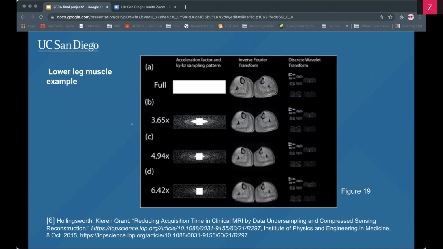Here is a series of images of lower leg muscles, and A is the image with the full data. B, C, and D are the images accelerated by factors of 3.65, 4.94, and 6.42, which means that a lot of data will be dropped off during the acceleration to varying degrees. But when we look at the inverse Fourier transform image, there is no difference by eye, and the discrete Fourier transform also looks very similar.